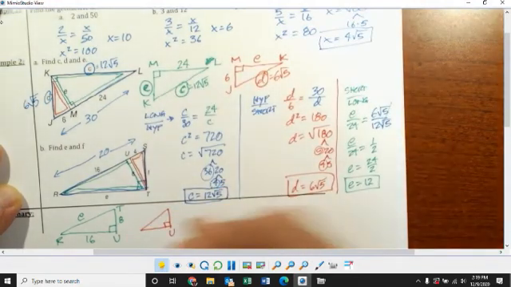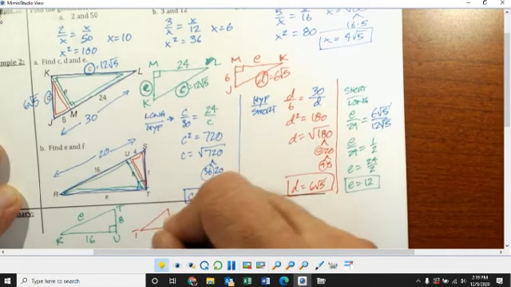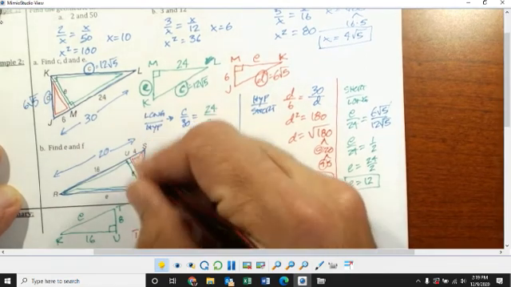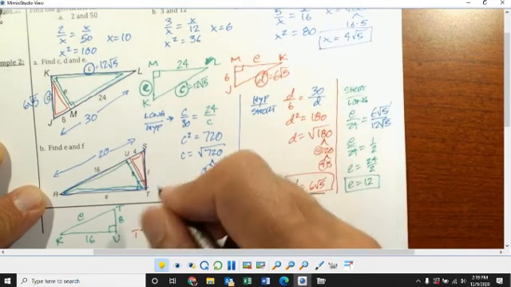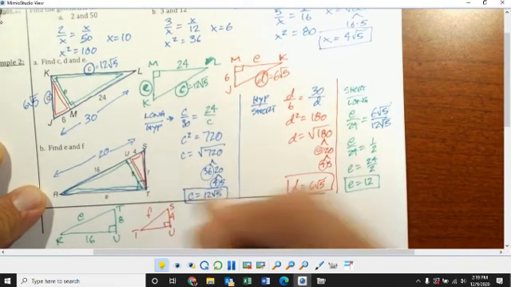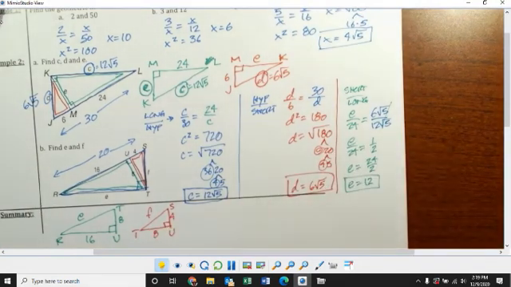Again, right angle is at U. Long side is UT. Short side is US. Hypotenuse is ST. ST is my F. US is 4. And UT is 8. All right, we want to solve for both E and F.